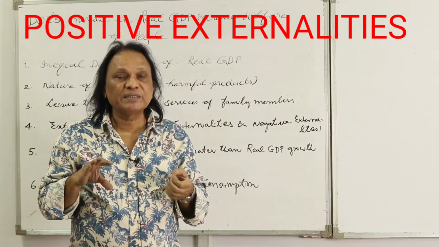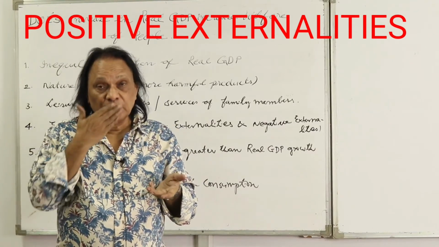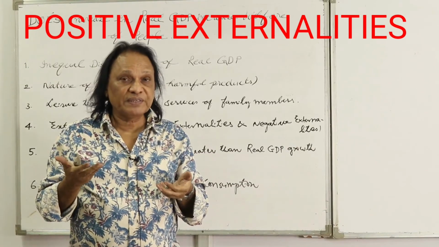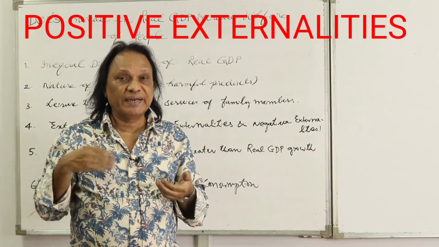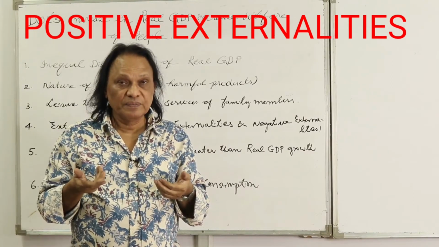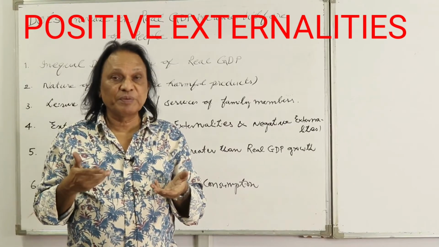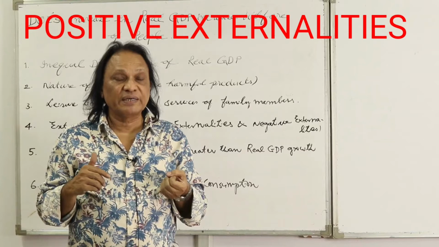Positive externalities are those which will increase the welfare of the people, such as sports complexes, swimming pools, roads, street lighting, parks, which the government provides you. They increase the welfare of the people for which no one is paid for. We don't have to pay anything for that.